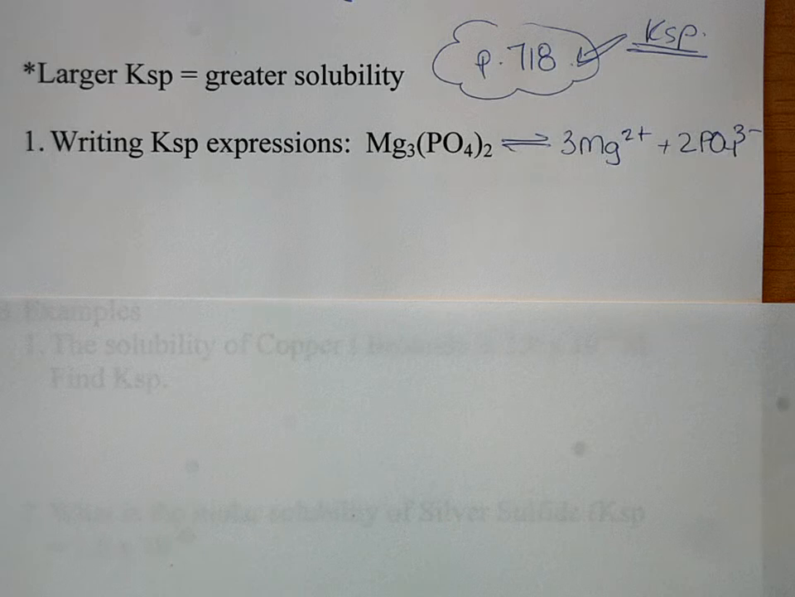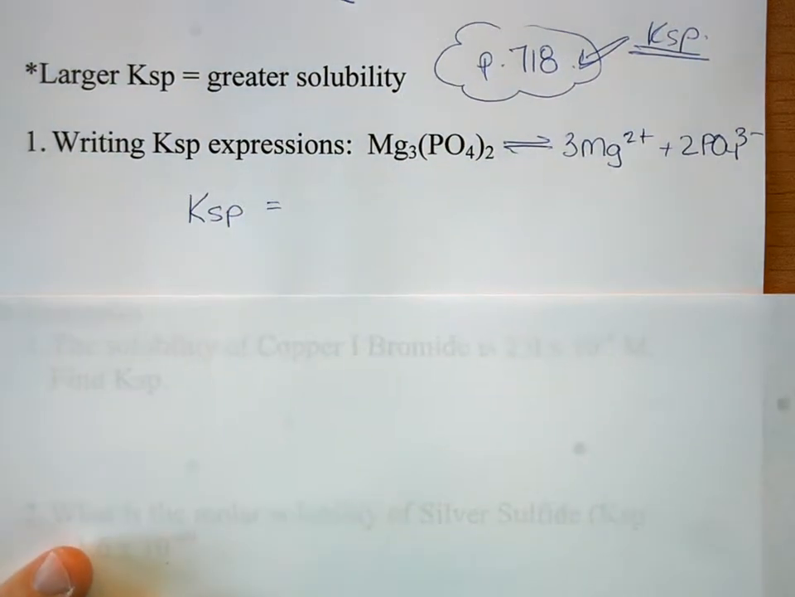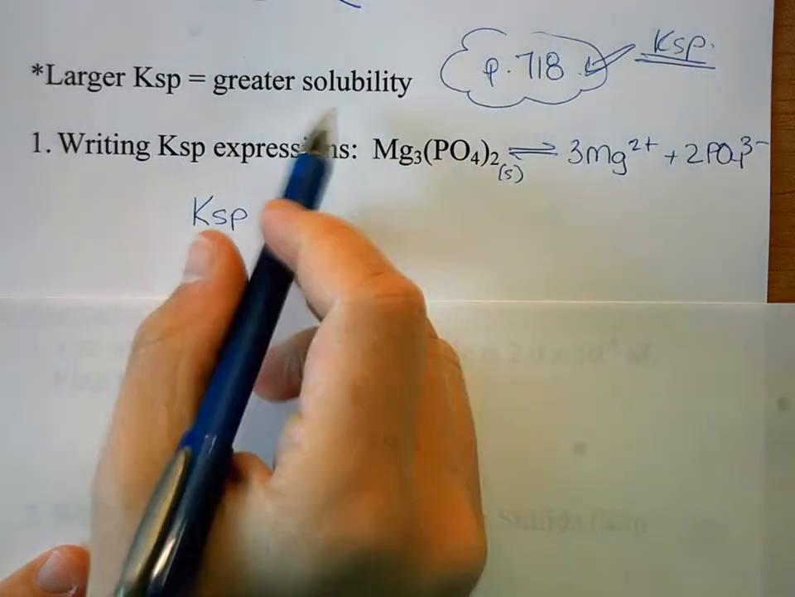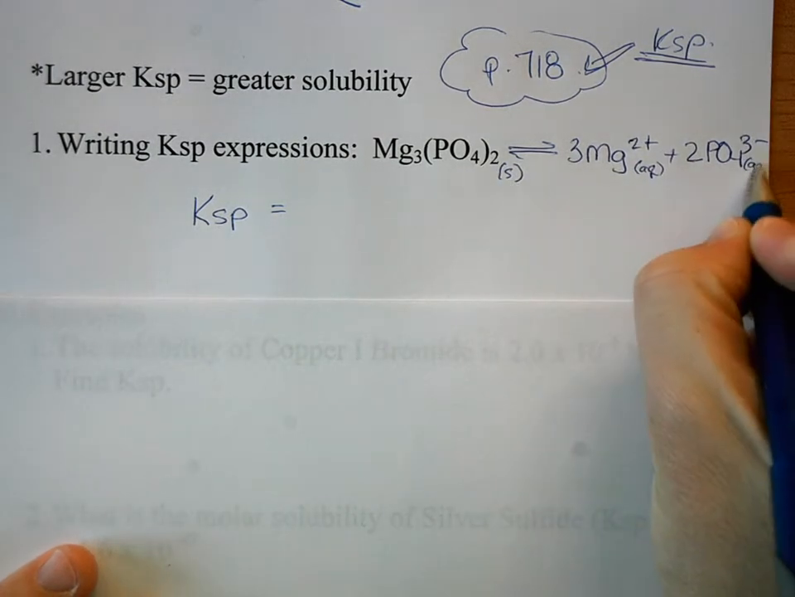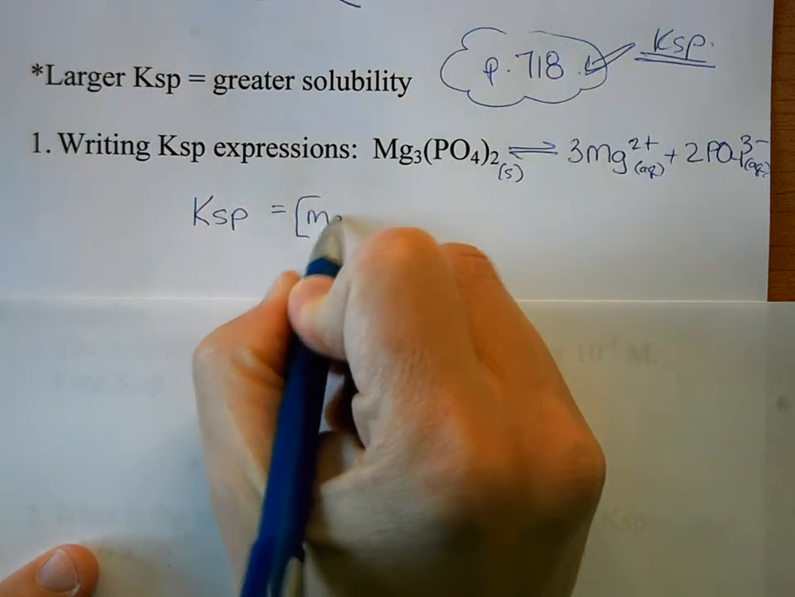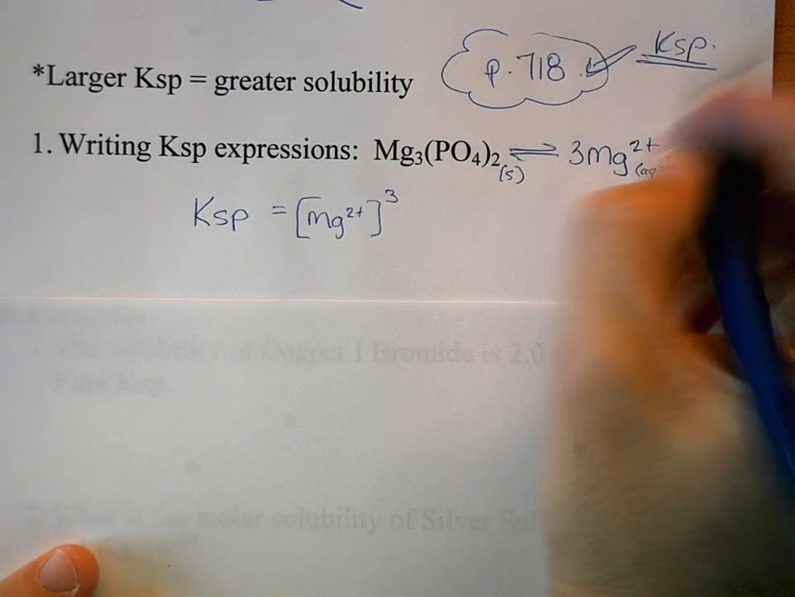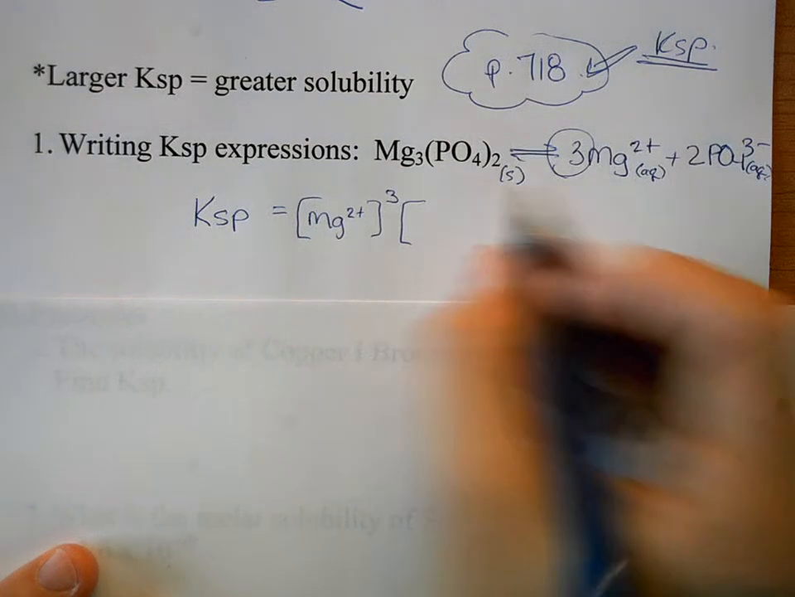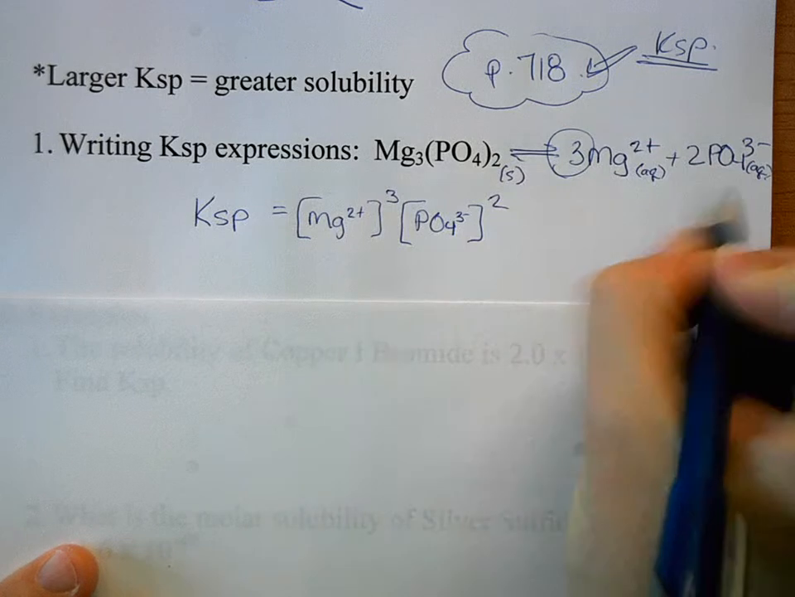So if I write that expression, the Ksp, and again with solubility, this one's solid over here, so that's not included. It's products over reactants. The reactant is solid, so it doesn't count. These are aqueous, so those are included. I'm going to write my expression to be the concentration of magnesium ions cubed, because it's whatever the coefficient is in front of it, multiplied by the concentration of phosphate ions squared because of that coefficient.